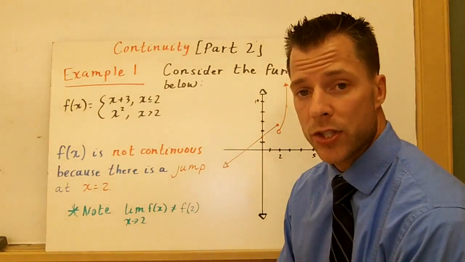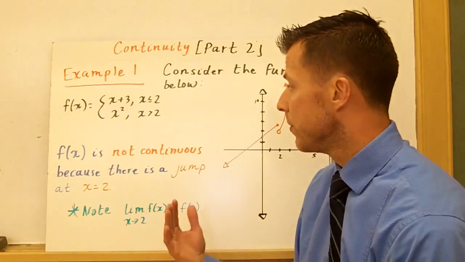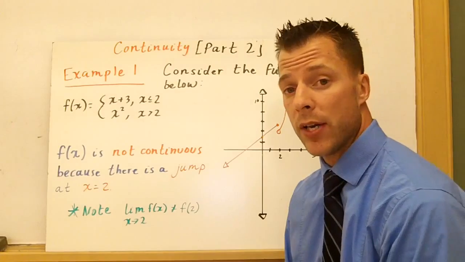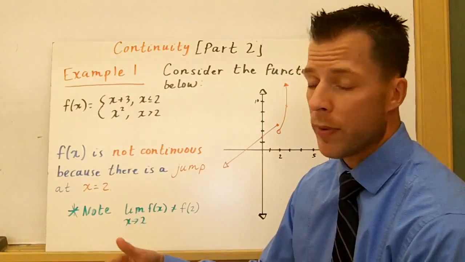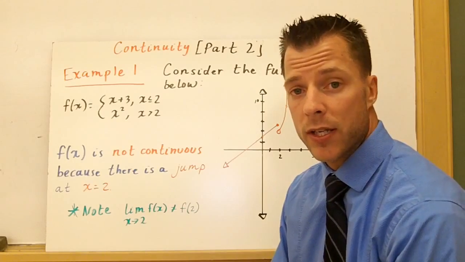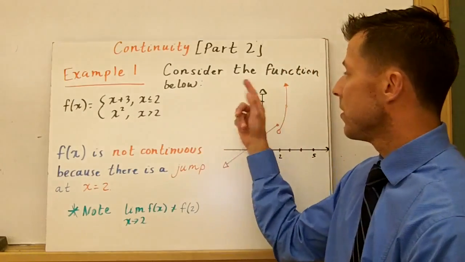In this video we're actually going to look at specific examples of some functions and see why they are not continuous and maybe why they're continuous at certain points. So we're going to be applying those three rules that we talked about, the three conditions that you need to be a continuous function. So let's consider the function below.